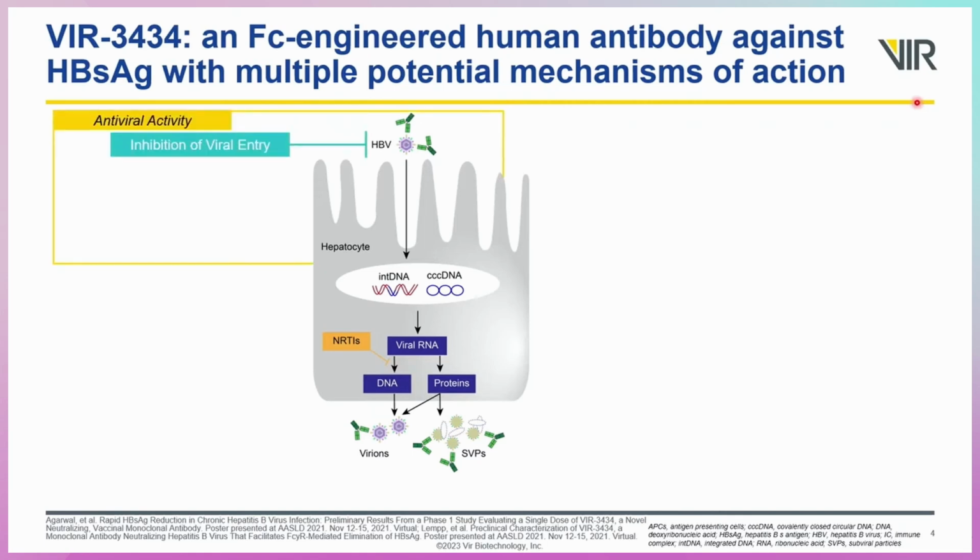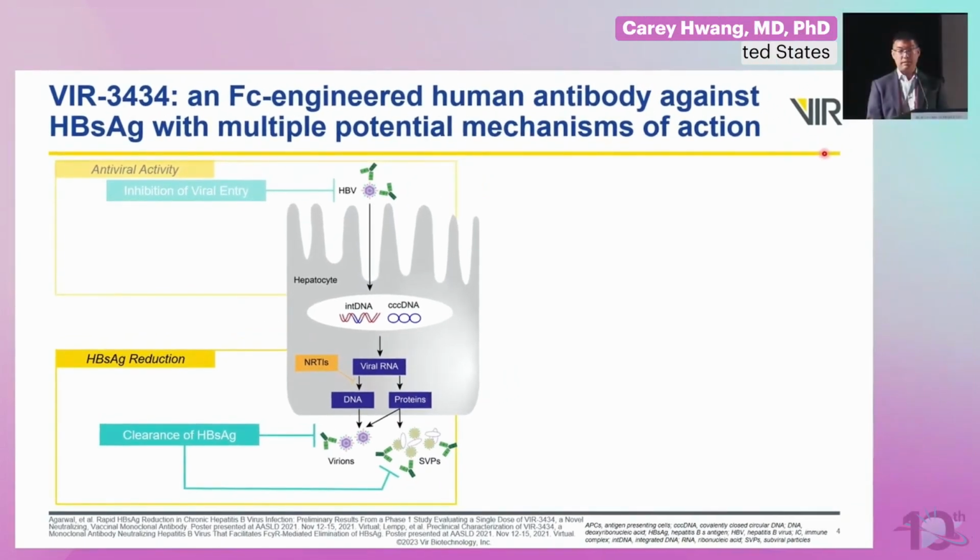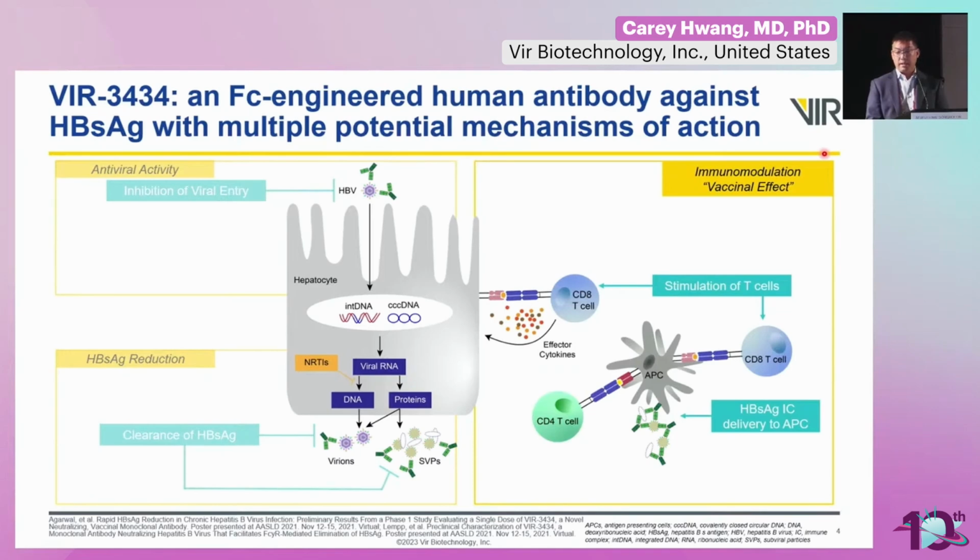First, it can act to inhibit viral entry. It can clear surface antigen, both the virions as well as the subviral particles. And then it has also been engineered in the Fc domain in two different ways. One with the LS modification to extend half-life, and secondly, introduction of the Gali modification, which is able to enhance T-cell responses, what we call the vaccinal effect.